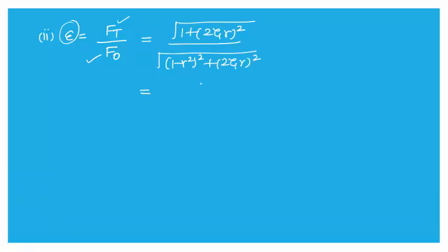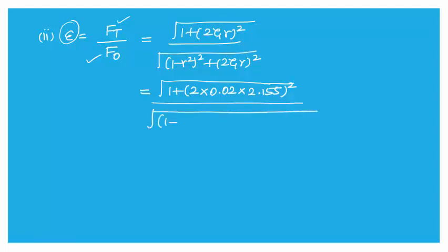By substituting the values of zeta and r, 1 plus 2 into zeta, which is 0.02, r value is 2.155, the whole square, divided by root of 1 minus 2.155 square the whole square plus 2 zeta r the whole square. We can get the value of epsilon as 0.2753.